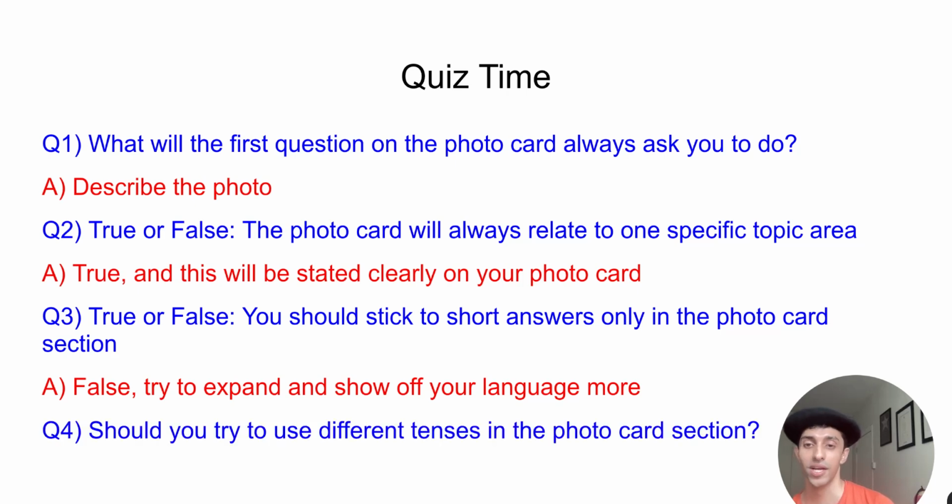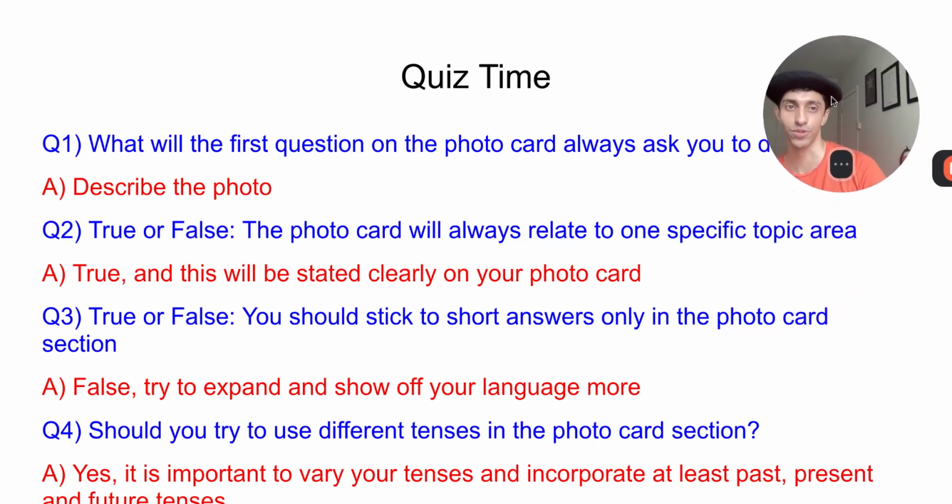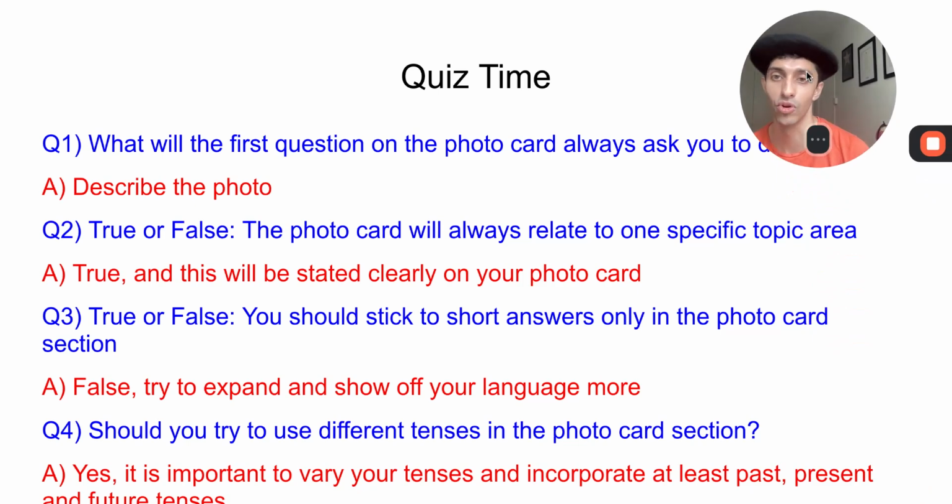Okay, question 4. Should you try and use different tenses in the photo card section? This should be fairly clear, but I'll give a bit of time now. Okay, and I'm going to reveal the answer to this as well. So yes, it's important to vary your tenses and incorporate at least the past, present, and future tenses, if not more complex verb forms, such as, say, the subjunctive, conditional, si clauses, and so on. You don't necessarily have to vary your tenses in every single answer, every single thing that you say. That would be very difficult.